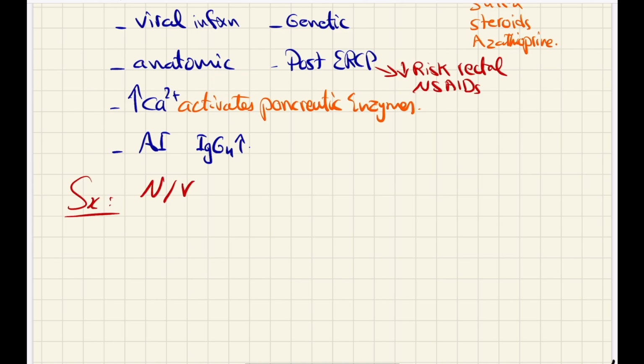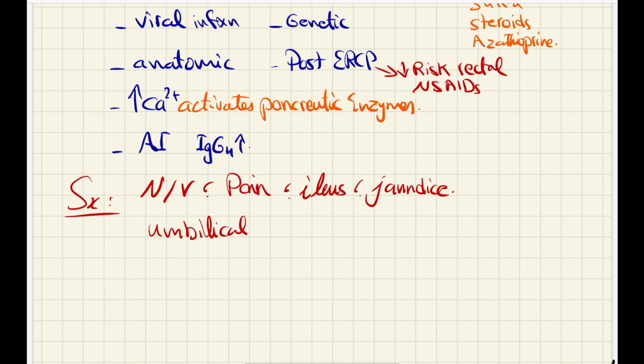For the symptoms, nausea and vomiting and severe epigastric pain that radiates to the back, ileus, and sometimes they might mention jaundice. Also, they might mention umbilical and flank ecchymosis. For the umbilical, it's called the Cullen sign. See, it starts with the C, so it's in the center, umbilical. For the flank ecchymosis, it's called Turner sign. Remember, you turn at your flanks.